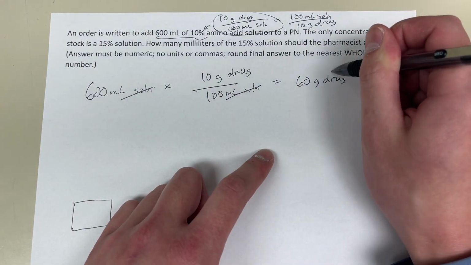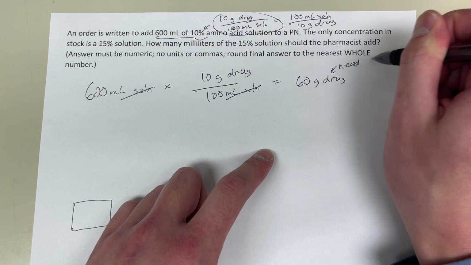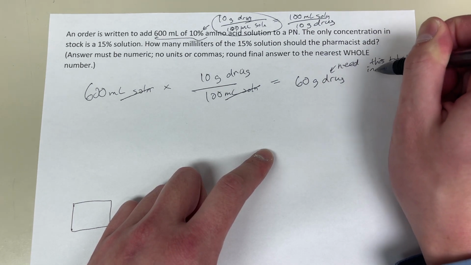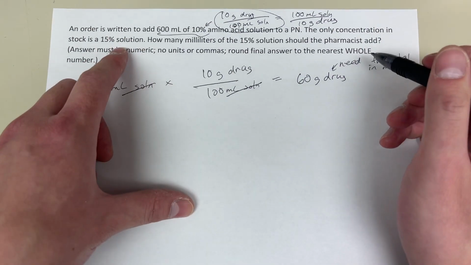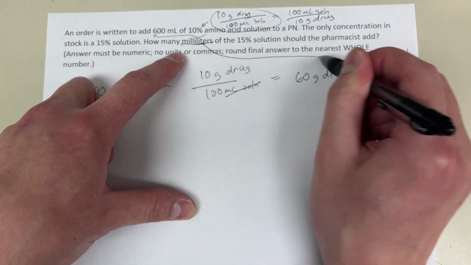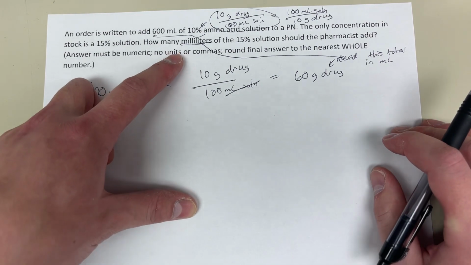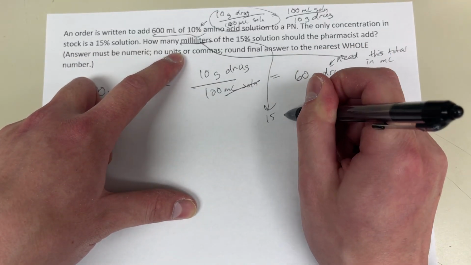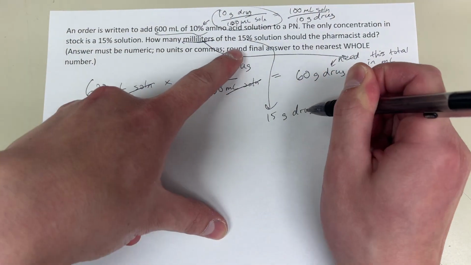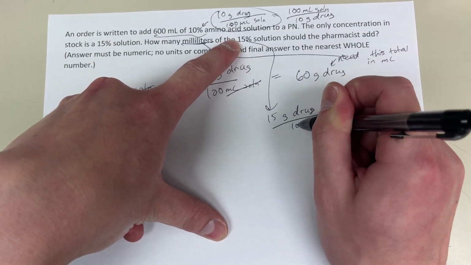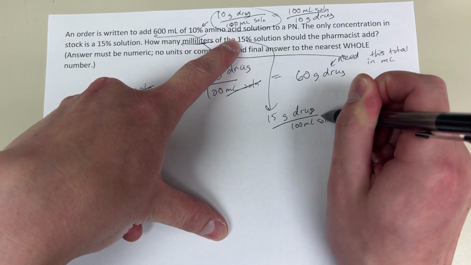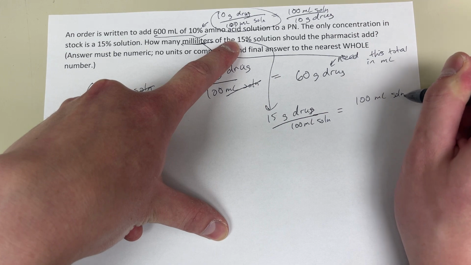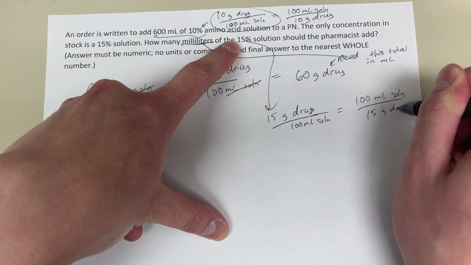This is what I'm looking for. I need this total amount in milliliters because that's what the question is asking. How many milliliters of the 15% solution should I add? So 15% solution is the same thing as 15 grams of drug over 100 milliliters of solution. And that's the same thing as 100 milliliters of solution over 15 grams of drug.